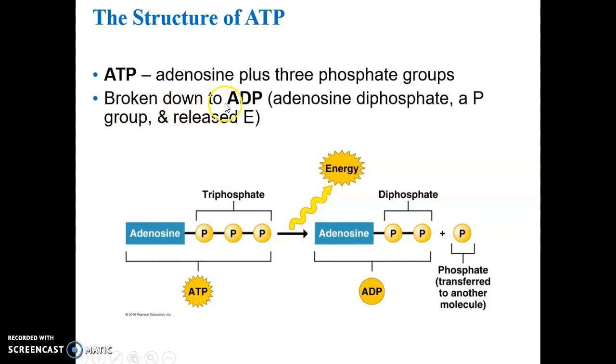So ATP gets broken down into adenosine diphosphate, and in doing so, the energy is released, again, for cellular work.